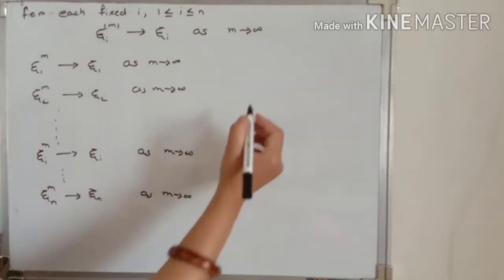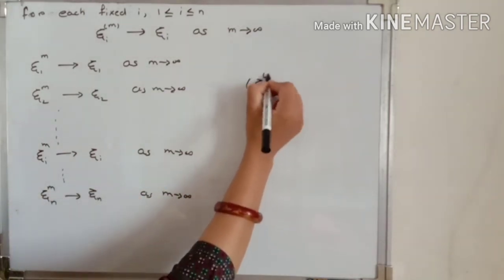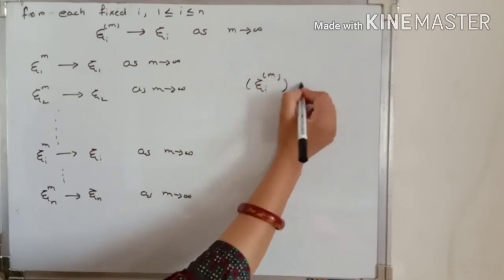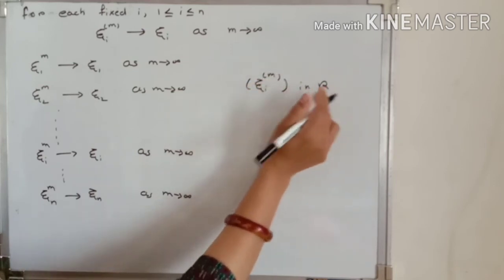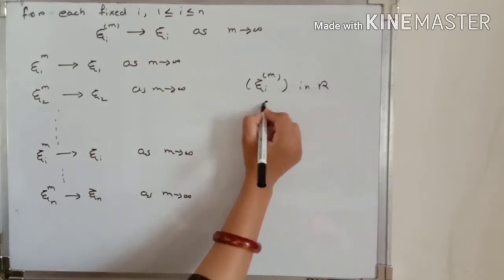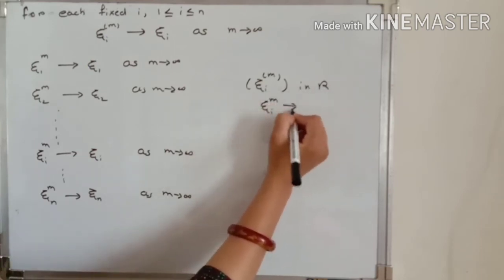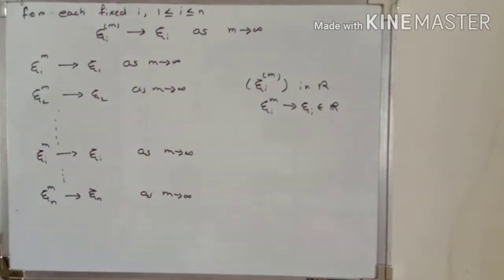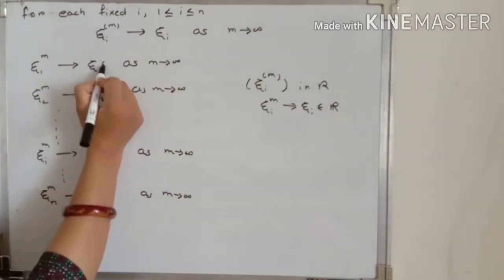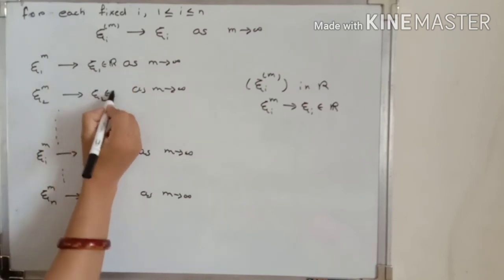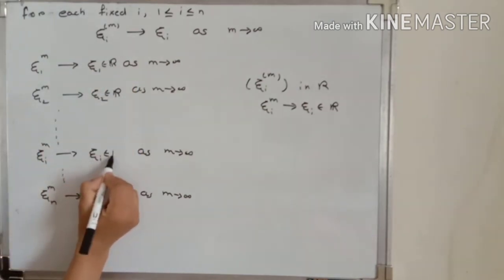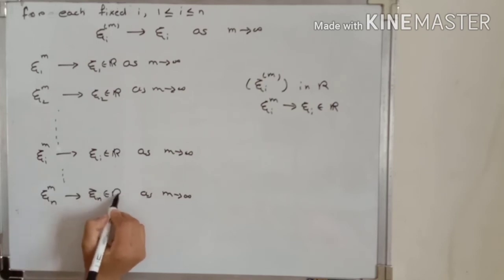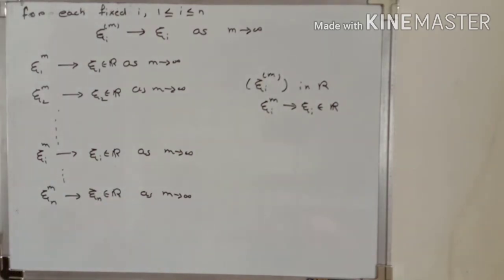Now here we say that the sequence x_i^(m) is a Cauchy sequence in R and it converges in R. That means x_i^(m) converges to x_i, which is an element of R. It means that x_1 is an element of R, this is also an element of R, and this is also an element of R. That means we are getting the real numbers x_1, x_2, ..., x_n.